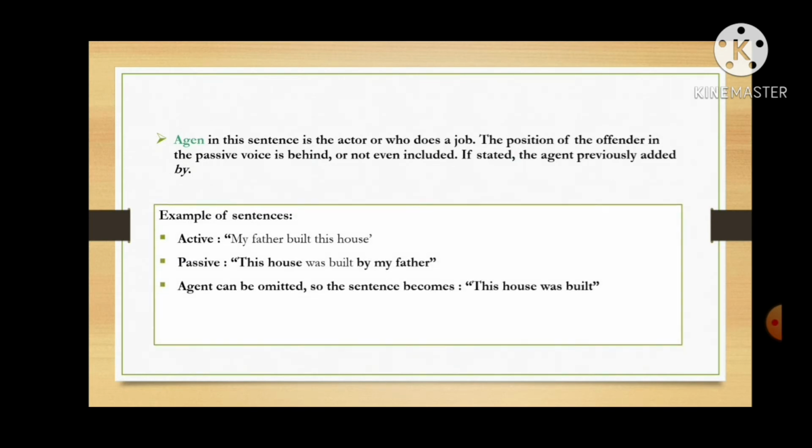Example of sentence. Active: my father built this house. Passive: this house was built by my father. Agent can be omitted, so the sentence becomes: this house was built.